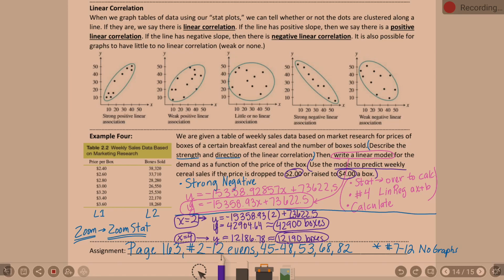Okay. On your homework, on page 163, you're doing 2 through 12 evens, 45 to 48 odd, 53, 68, and 82. Two little comments. You'll notice up on the screen, off to the side, what does it say? On 7 through 12, no graphs. I'm flipping to it now to remember exactly what the directions say, but the directions ask you to do something about graphing, and I'm not asking you to do that. It says write an equation for the linear function f satisfying the given conditions, and then it asks you to graph. Don't worry about the graph. Just write the equation on 7 through 12.